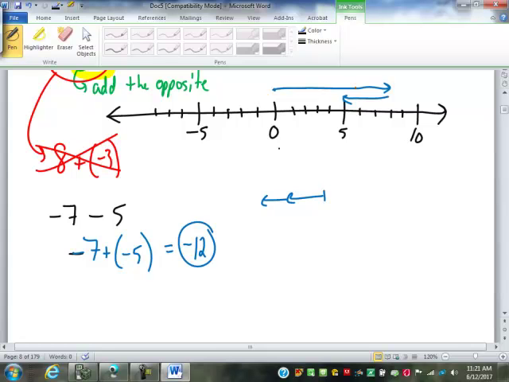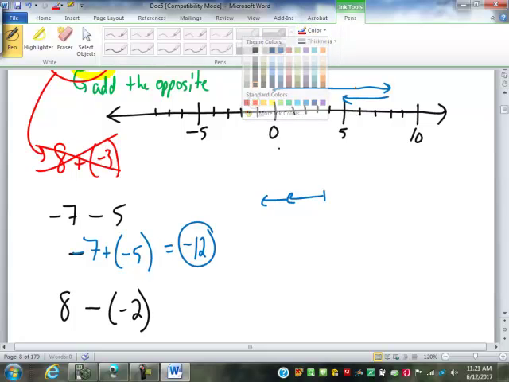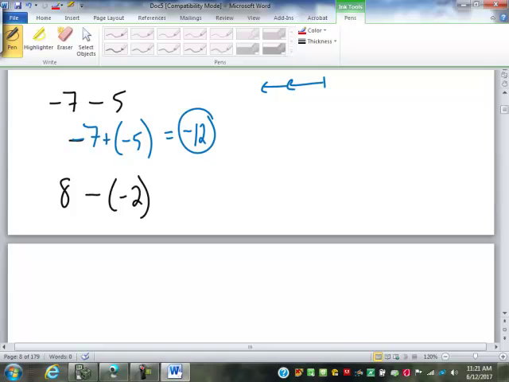Or we might have the one that's the more confusing one, looks like this. 8 minus a negative 2. Now, does the 8 change? No, the subtraction always acts on the number after it. So this is 8 plus, what's the opposite of negative 2? Positive 2. Good. Subtracting a negative is the same as plus a positive. So 8 minus a negative 2 is 8 plus 2, or 10. You don't need to draw out the picture for that one.